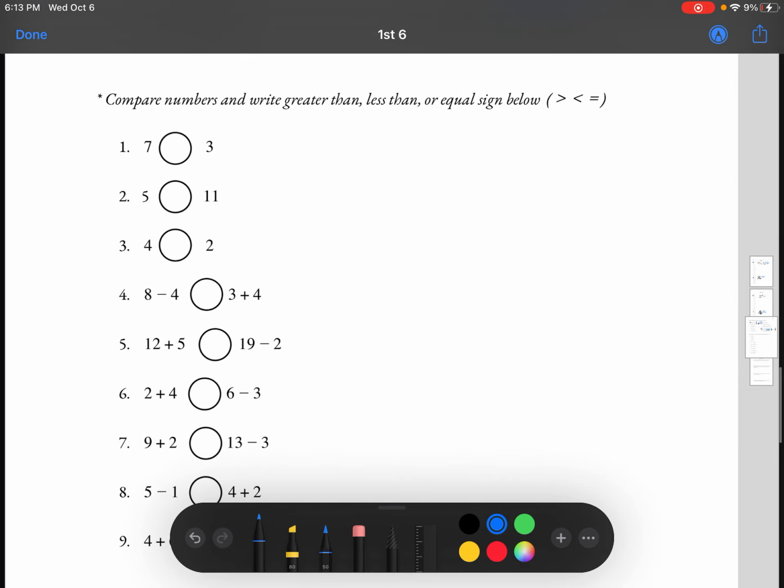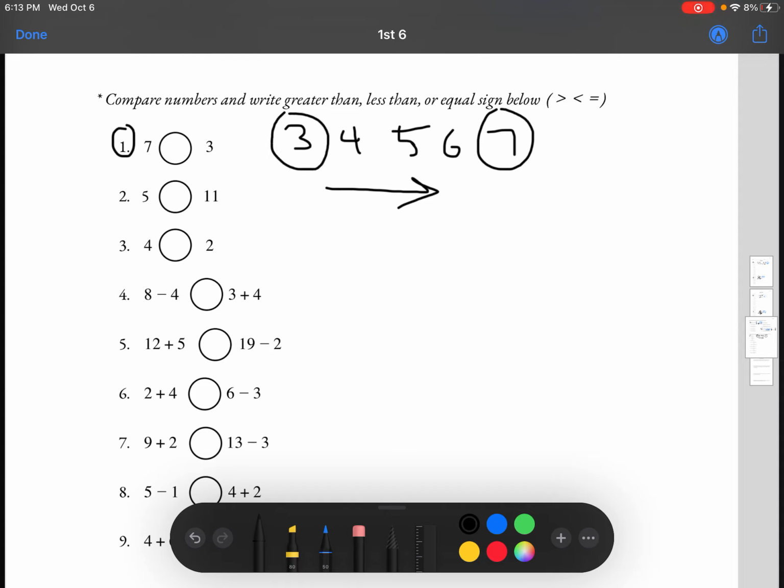We'll move on to the next section. Compare numbers and write greater than, less than, or equal sign below. So first we do number 1, 7 blank 3. If we look at the numbers here, it goes 3, 4, 5, 6, 7. And if the numbers increase, which means go this way, that means 7 is on the increasing side and 3 is on the decreasing side, meaning 7 is greater than 3.